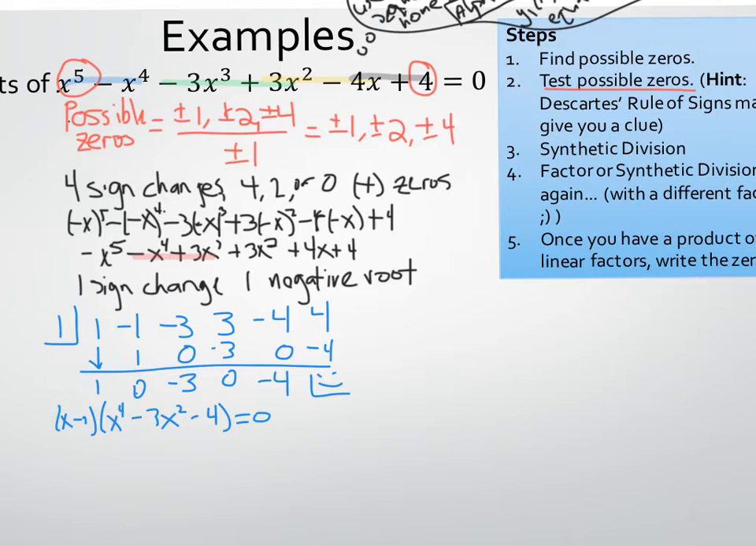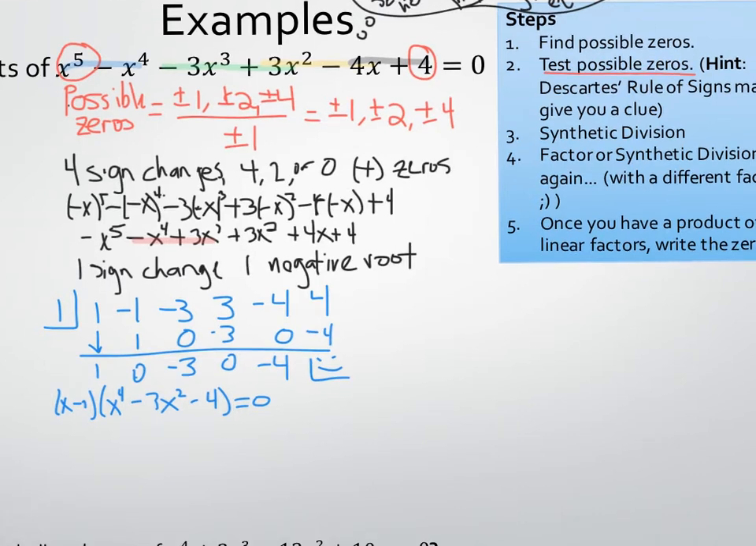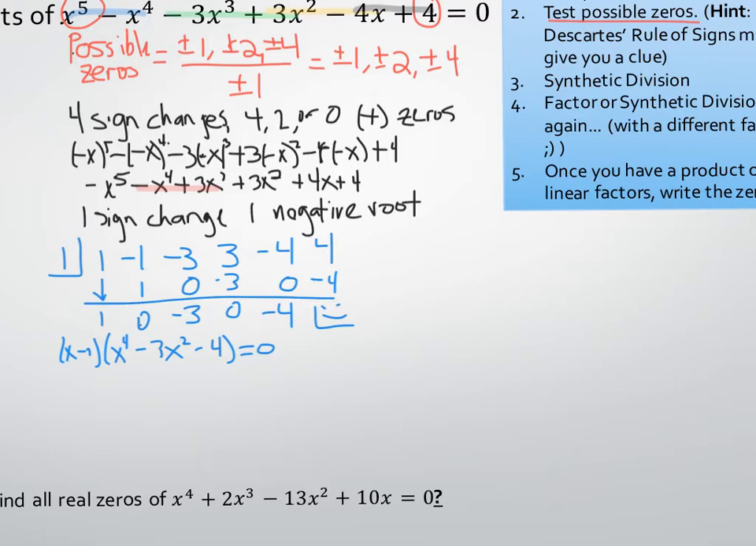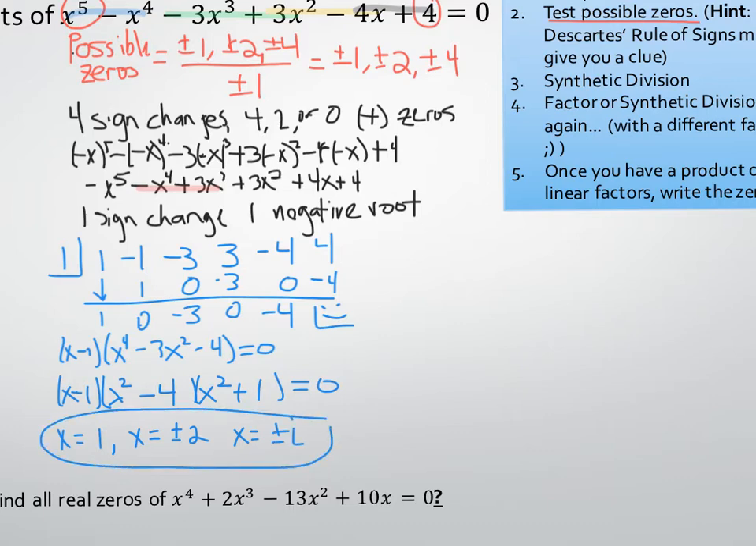And x to the 4th minus 3x squared minus 4 does end up factoring. So we'll have x squared and x squared. Factors of 4 that give us -3 are -4 and +1. And then our zeros: x equals 1, x equals plus or minus 2, and x equals plus or minus i. Okay, so remember our degree is 5. We should have 5 solutions, which we do.